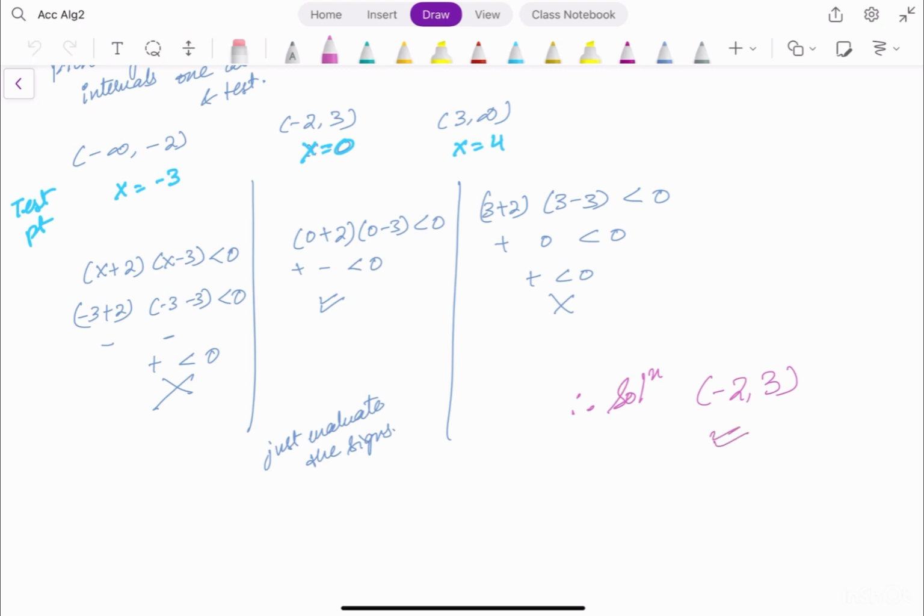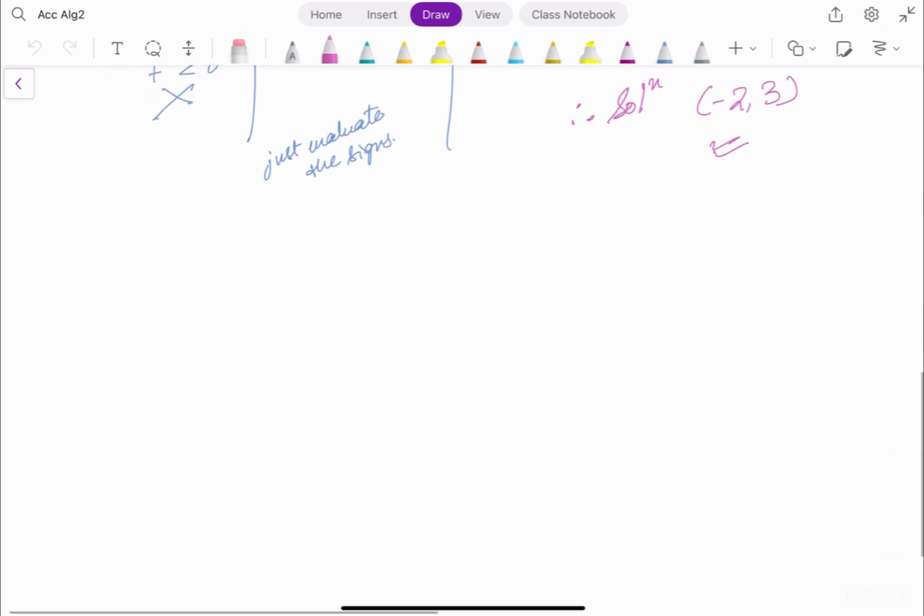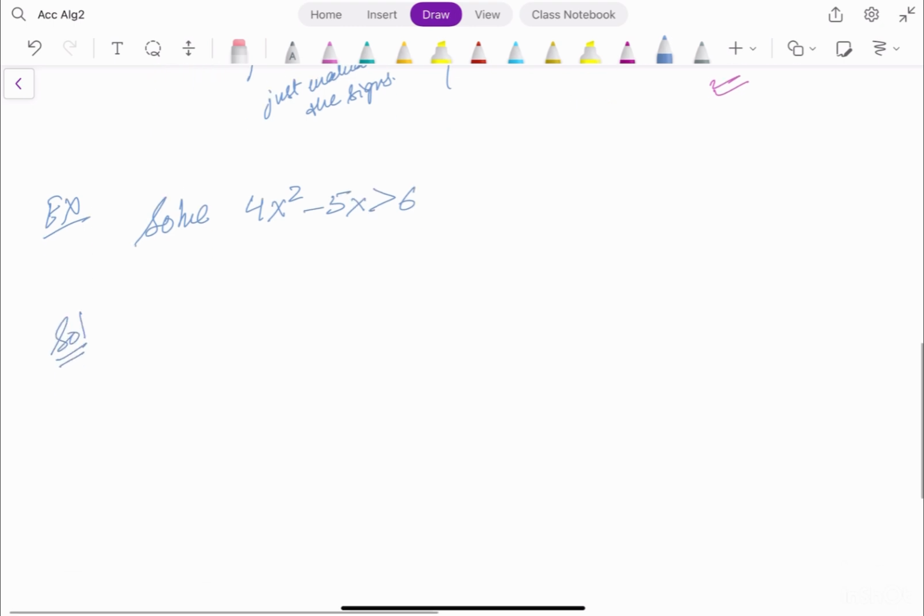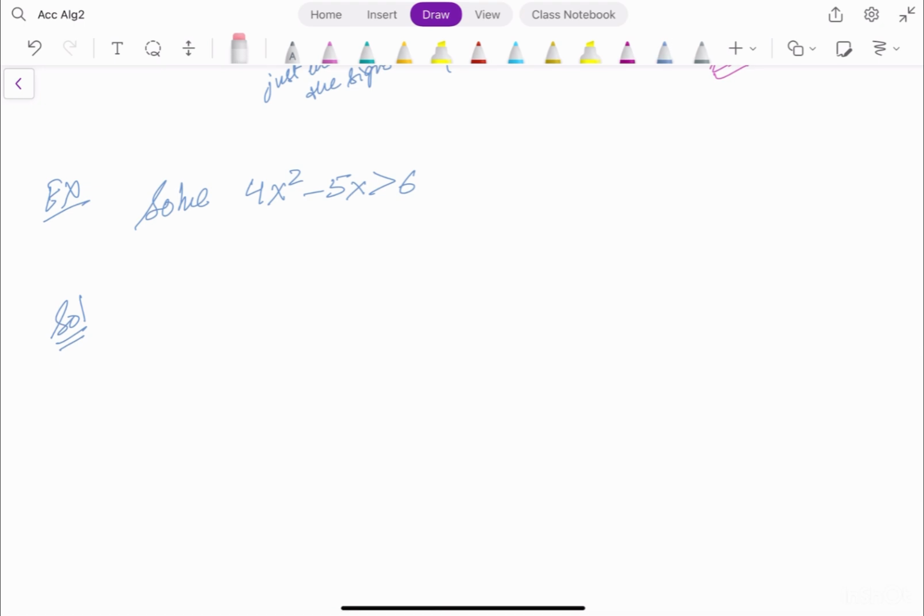Let's take one more example and we will follow all 5 steps. This time we have 4x squared minus 5x is greater than 6. So step number one, factor it. I will bring 6 to the left hand side to factor it. So we will get x minus 2, 4x plus 3 is greater than 0. This is your first step, factor.